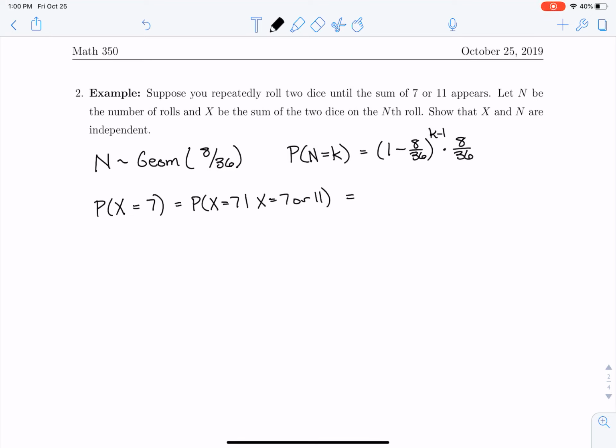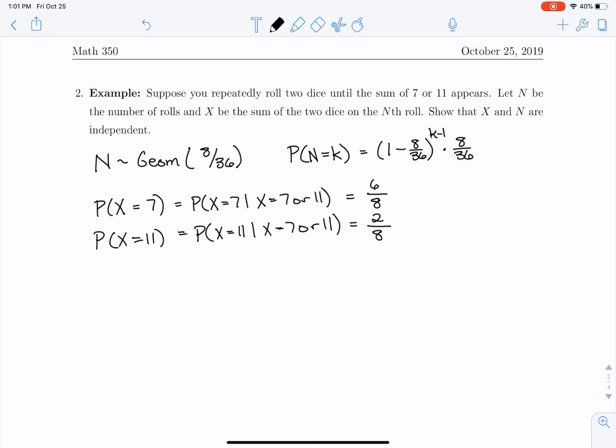And that occurs 6 times out of 8 times, because a 7 can occur 6 different ways, and a 7 or 11 can occur 8 different ways. The probability x equals 11 is really the probability that x equals 11 given that x equals 7 or 11. And that occurs 2 times, because there's 2 ways to get an 11 out of the 8 ways of getting 7 or 11.